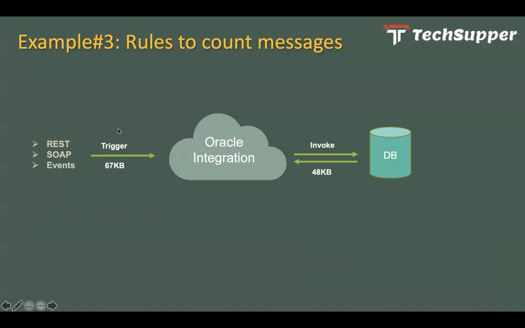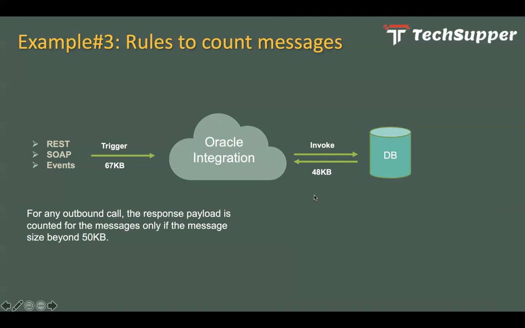In this case, you have a trigger, it might be a REST trigger, it might be SOAP, it might be events. The message payload is 67 KB, you are calling the database, and in this integration you are getting a message payload of 48 KB. Let's see. For any outbound call, the response payload is counted only for messages if and only if this payload is going beyond the 50 KB.